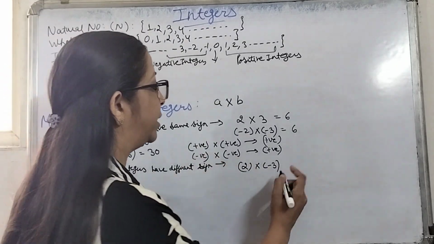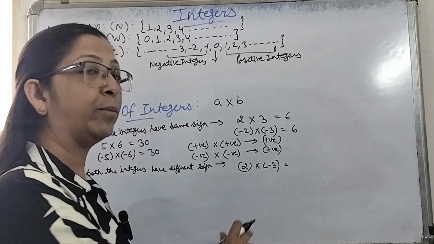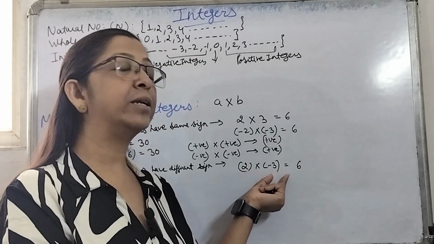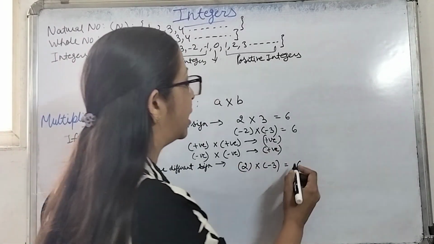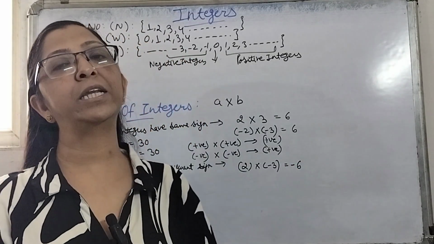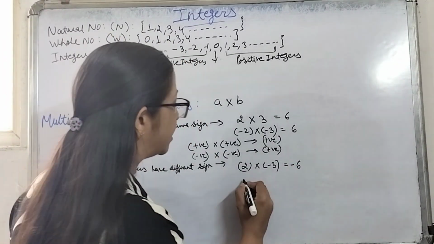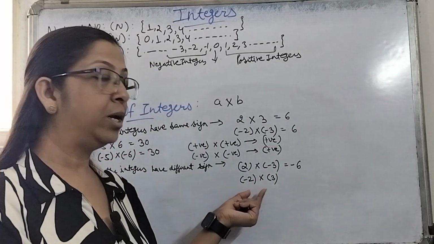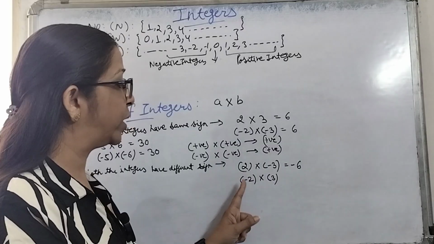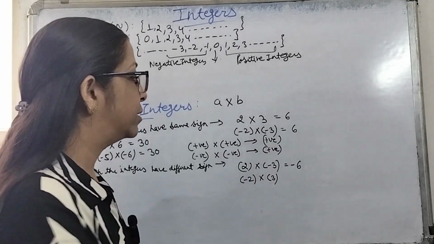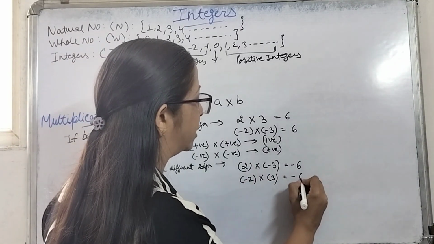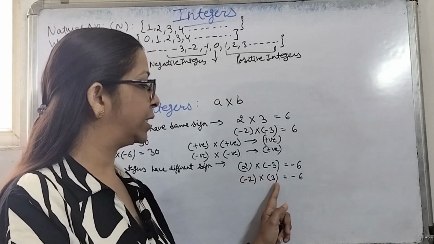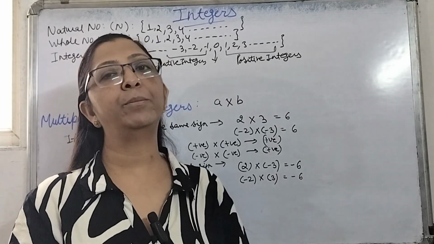So what will the answer be? Here first of all we will be multiplying the numerical values, that is 2 multiplied by 3 will be 6. But because one of the numbers is positive and another number is negative, that's the reason our product will be minus of 6. Similarly, suppose it is -2 multiplied by 3. One of the numbers is -2, another number is positive 3. That means one number is negative, one number is positive. Then also the answer will be minus of 6. Here 2 multiplied by 3 will be 6, and because one of the numbers is negative and another number is positive, the final product will be negative.